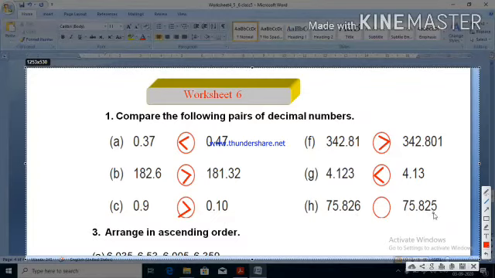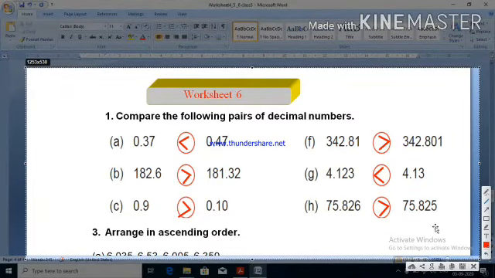75.826 and 75.825. Here 75 is the same, 75 is the same. 0.8 is here, 0.8 is also there. 2 is here, 2 is also here. Here is 6, here is 5. That is, 6 is greater than 5. That's why 75.826 is greater than 75.825.